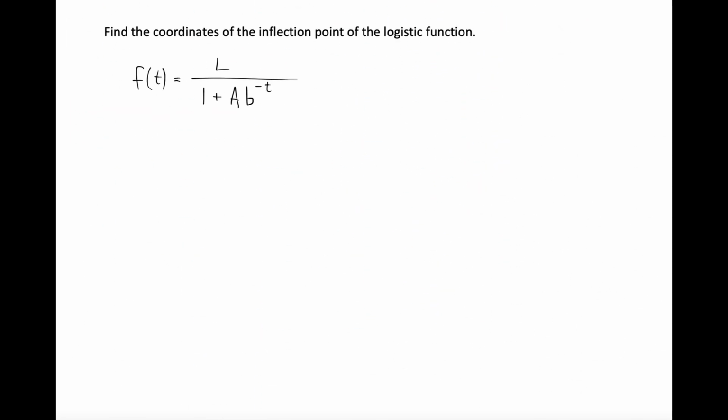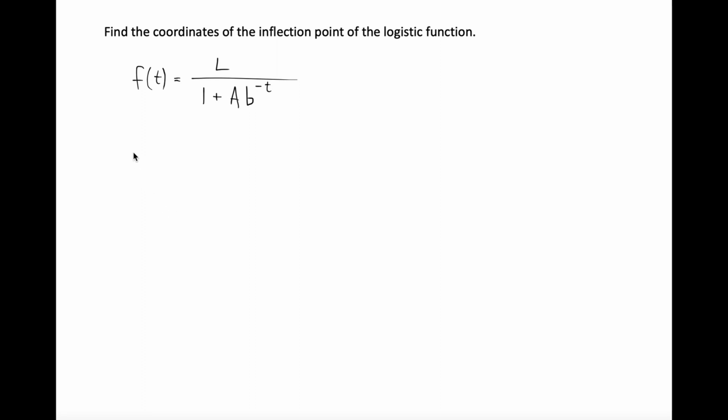Sometimes we might see this same problem in a different form. Logistic functions can often be expressed as being in the form of L over 1 plus A B to the negative t. So we could find the general coordinates of this inflection point using the letters L, A, and B instead of L, A, and K.